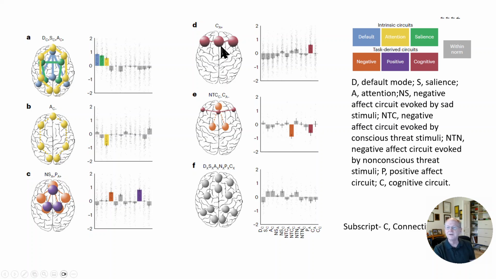Up here, we've got one where it's, again, just cognitive, predominantly in the frontal lobe. And down here, NTC, negative affect circuit evoked by conscious threat stimuli. That's a little subtype too. So these people are unique in that way. And then we finally have a kind of general group, which is not that different from the controls. So you can't have everything. But we've certainly got these 6 subtypes.